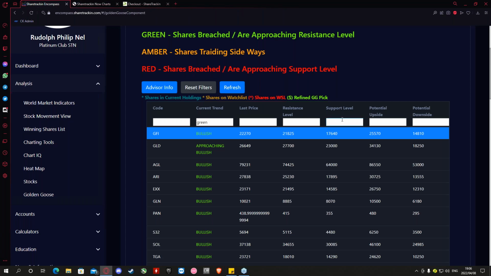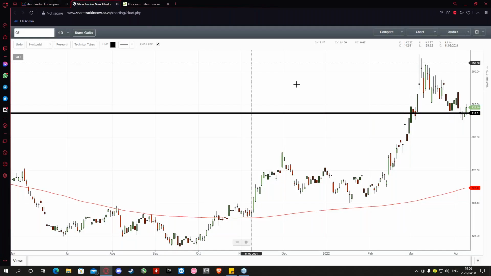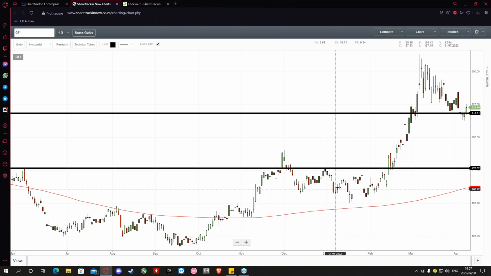And then your support level would be a bit lower. So support is 17640. So that's a bit lower. 17640 would be down here. Okay. 17640 is more or less there. So that's basically where the share would have resistance would have supported previously.